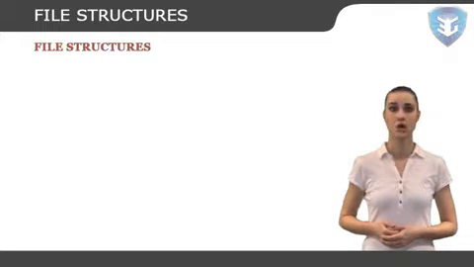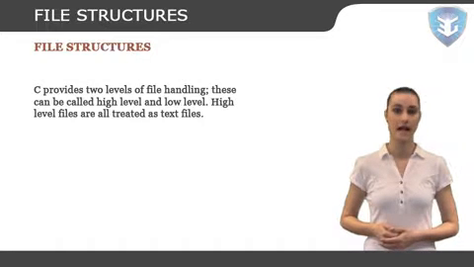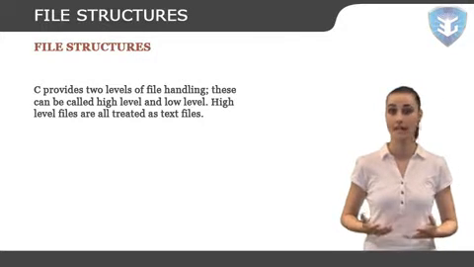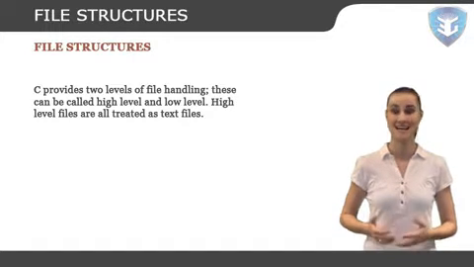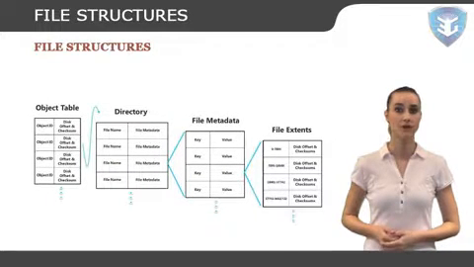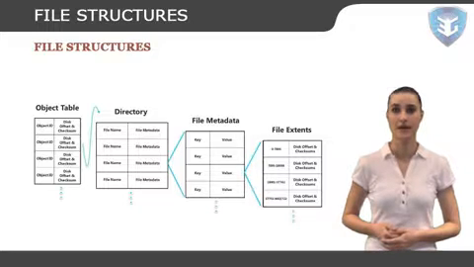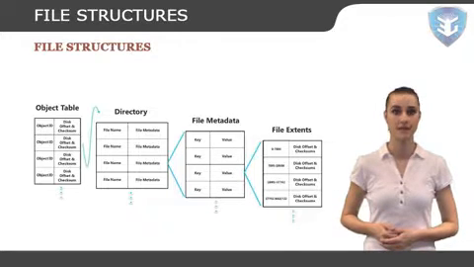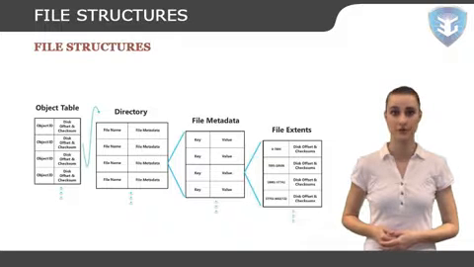Let's discuss the concept of file structures. C provides two levels of file handling. These can be called high-level and low-level. High-level files are all treated as text files. In fact, the data which go into the files are exactly what would be seen on the screen, character by character, except that they are stored in a file instead. This is true whether a file is meant to store characters, integers, or floating point types.